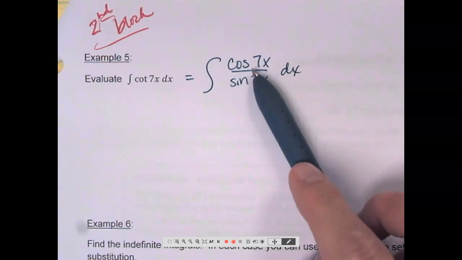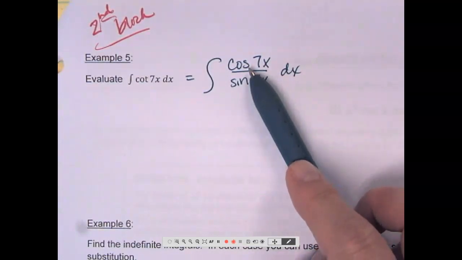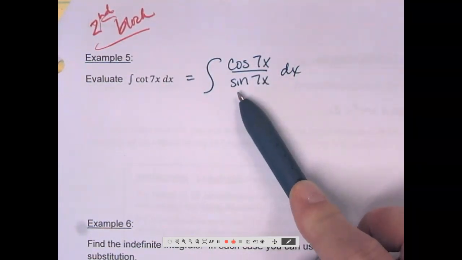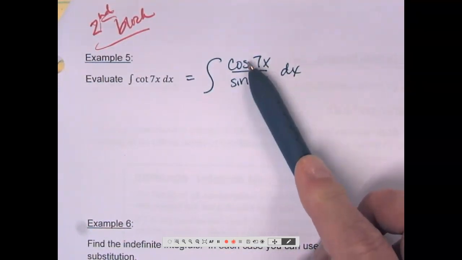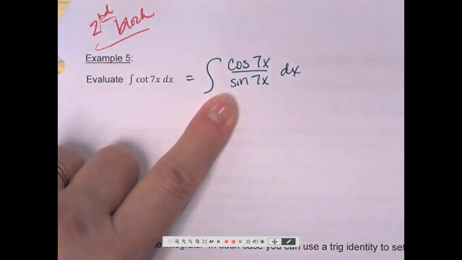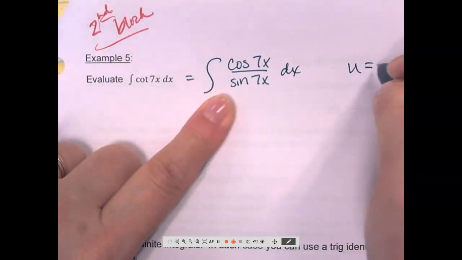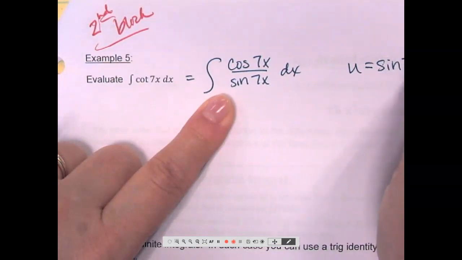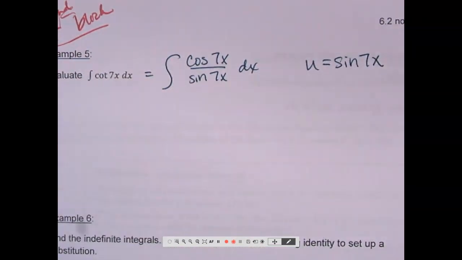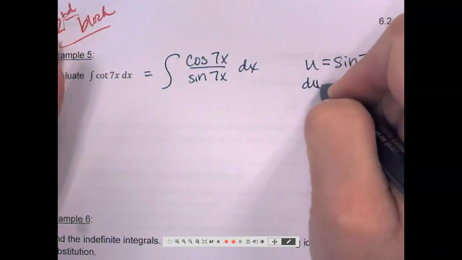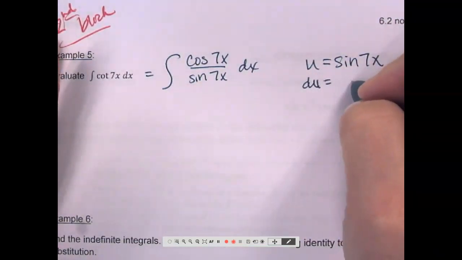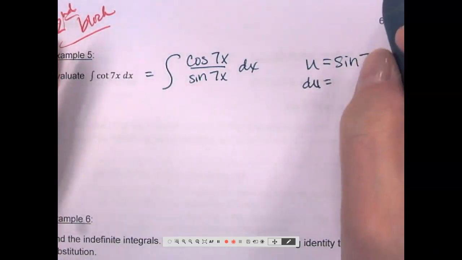If I let u be cosine, then the derivative would be negative sine, which the negative is fine, we can deal with that. But it wouldn't be 1 over sine, would it? But the derivative of sine is just cosine. So I'm going to let u be the denominator. Now, the derivative, so du, will be cosine 7x times 7.